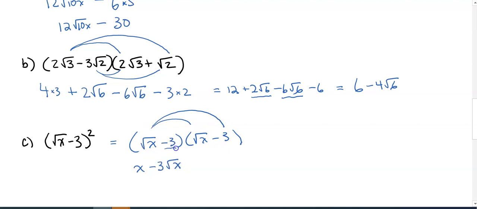And then we go to the negative 3 part and we distribute it. So negative 3 root x. And then negative 3 times negative 3 is positive 9. Again, collect like terms where possible. X has no like terms, 9 has no like terms. Those are the only two terms we can collect. So we're going to get x minus 6 root x plus 9. And that's as simplified as we can get. We can't simplify the root x because x is not a perfect square.